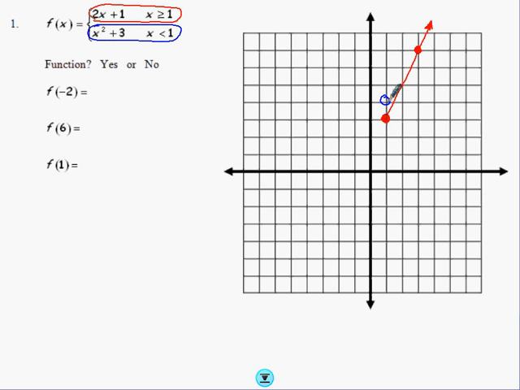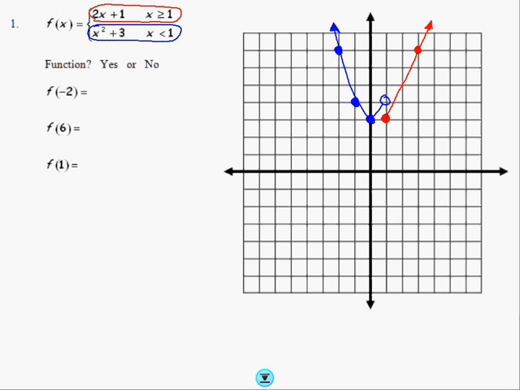This is for the left side. We need to plot a few more points. How about 0? 0 squared plus 3 is 3. I'm putting a closed circle here because this is well within the bounds. It's completely less than 1. Negative 1 squared plus 3 is 4. And now negative 2. Negative 2 squared is 4 plus 3 is 7. I hope you can see the shape forming here. This is a parabola, as we expected. And that's what the graph looks like.